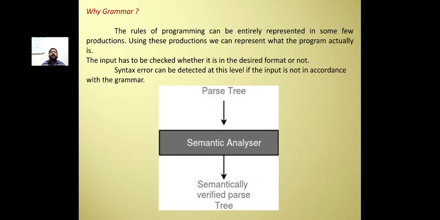Why grammar? The rules of programming can be entirely represented in a few productions. Using these productions, we can represent what a program actually is. The input has to be checked whether it is in the desired format or not. Syntax errors can be detected at this level if the input is not in accordance with the grammar.